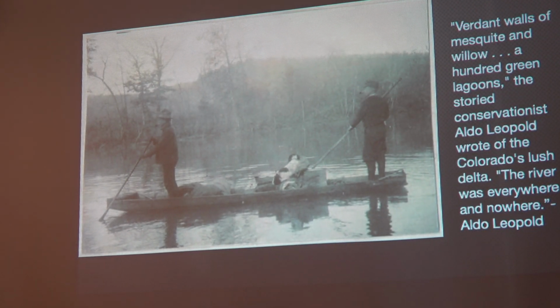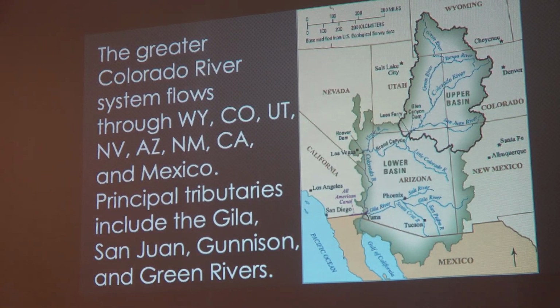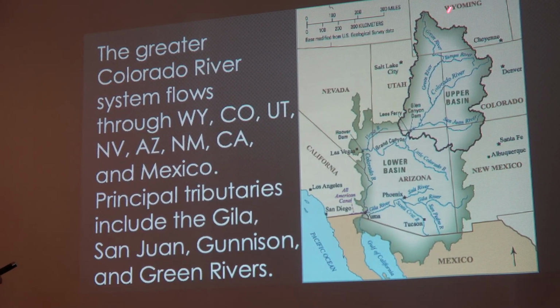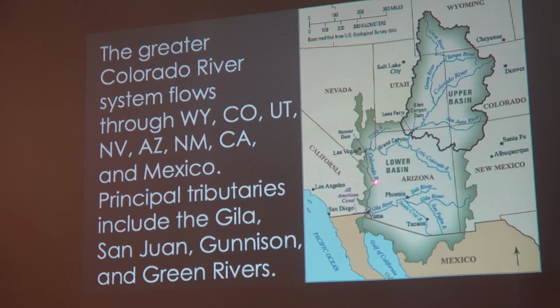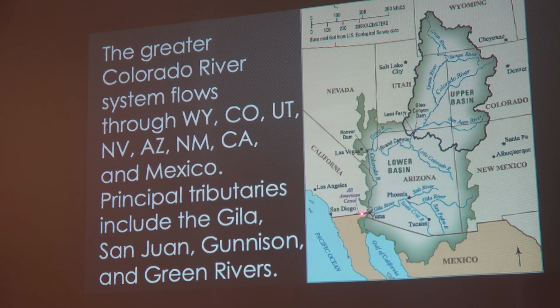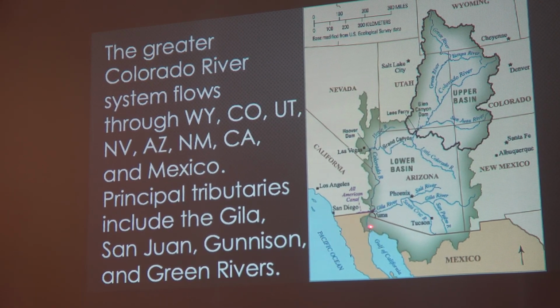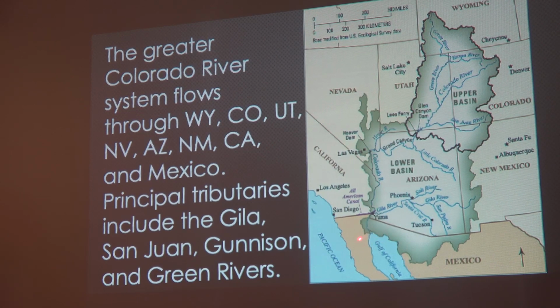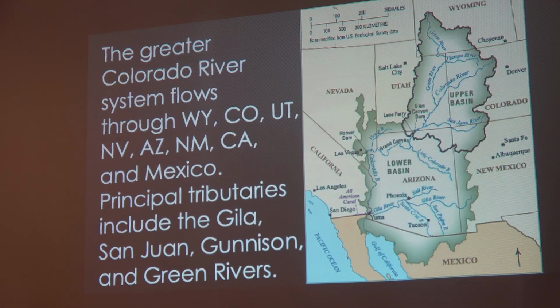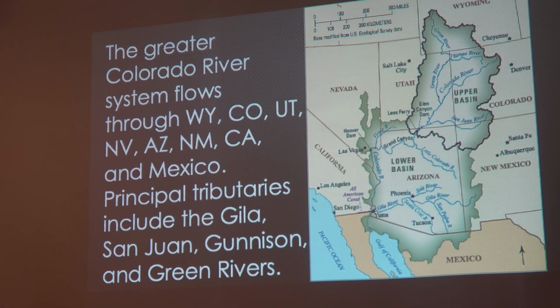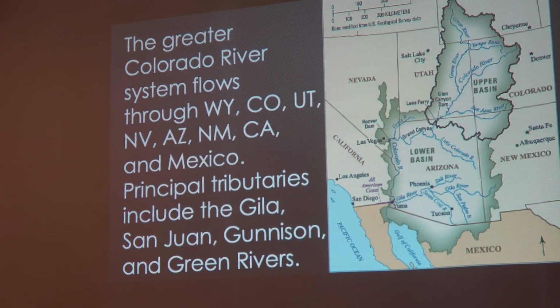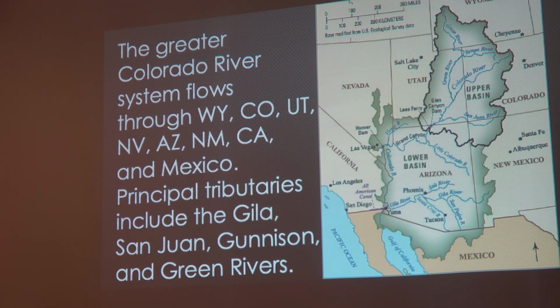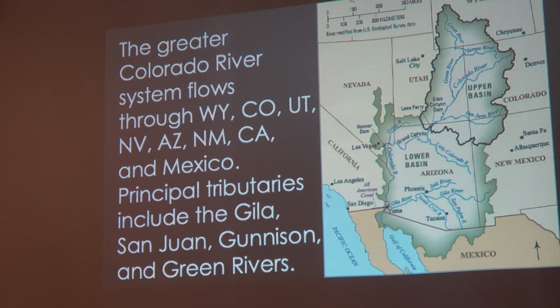Oh, and can we go back to the other slide? Yeah. The Colorado River goes through all these states, and many tributaries flow into it. At the very end of its run, it's the border between California and Arizona, and flows through Mexico for just a little bit before, historically, it had a beautiful delta in the Gulf of California that has since dried up due to many diversions and large dams.